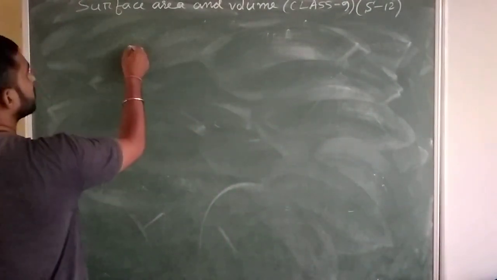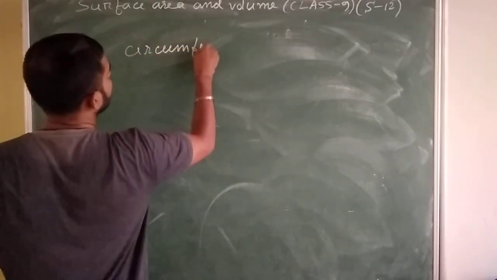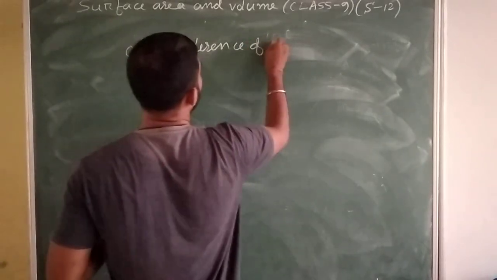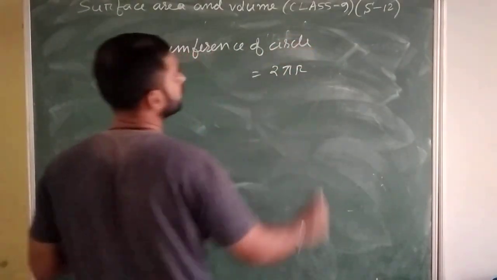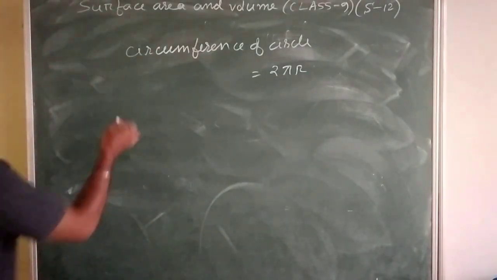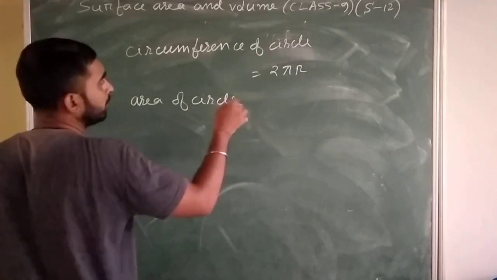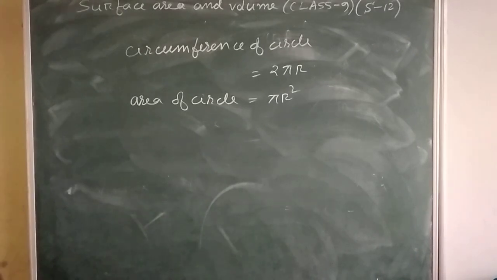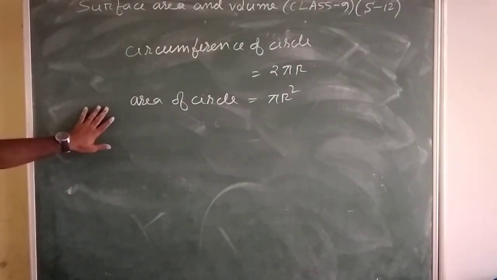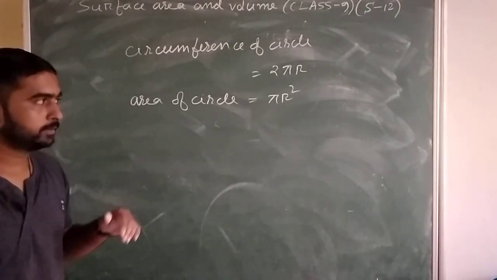So one more thing, circumference. Circumference of circle is 2 pi r. And area of circle equals pi r square. Yes. So up to here done. In the next session, we'll do the questions of 13.1.